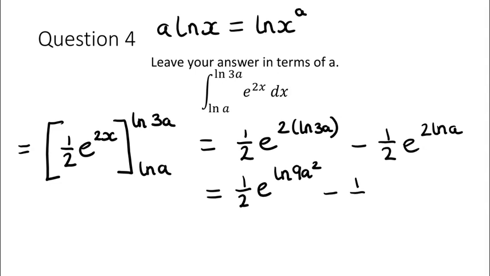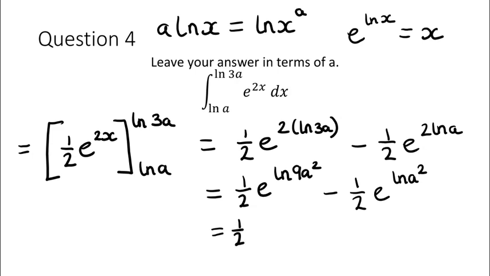And then for this one here, I'm also going to use that power law. I'm going to bring that 2 up to be the power. So you're just going to be squaring the a to get a squared. But then I'm going to use another rule that I can use with logarithms, and that's that when we have e to the natural log of x, that just becomes x. So where you have e to the natural log of 9a squared, it just becomes the 9a squared.